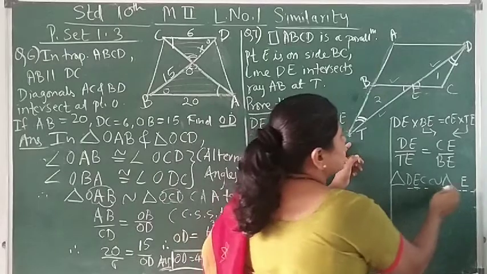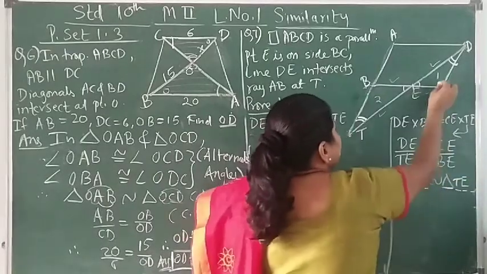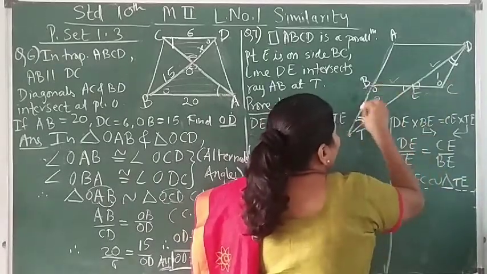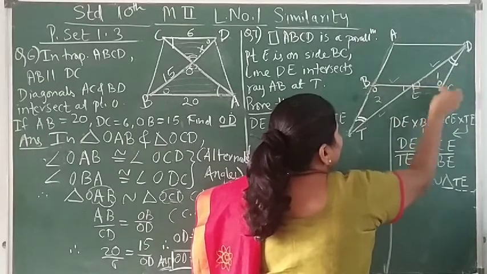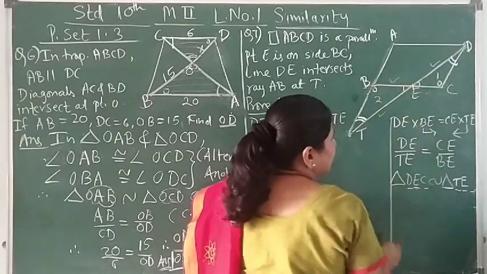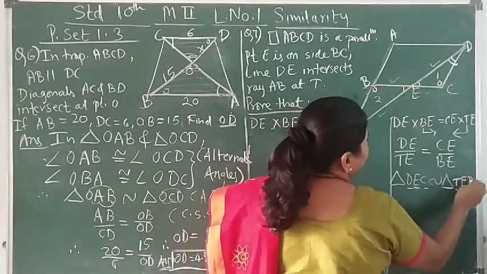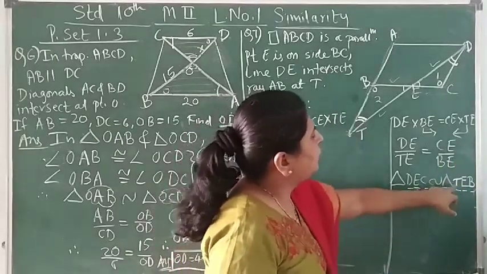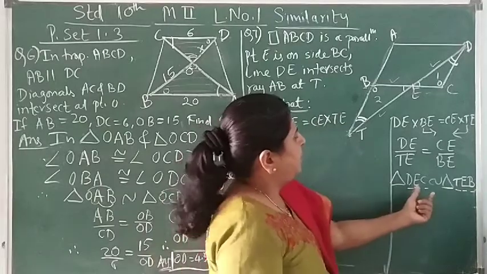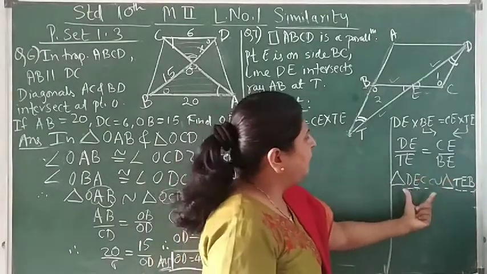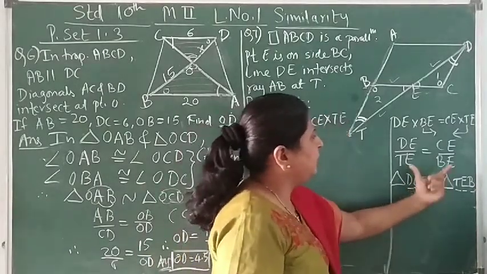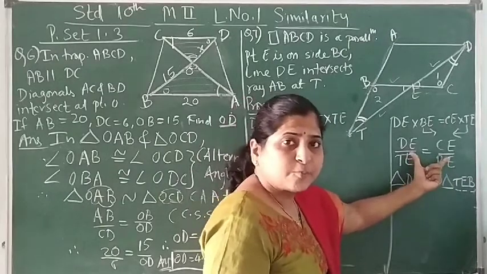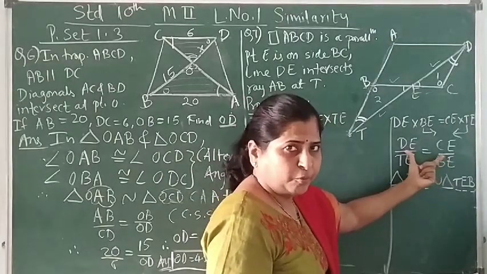Okay. So D is congruent with T, and similarly C can be shown congruent with B. These two are also alternate, taking these as transversal. So this is remaining here B. So we can prove triangle DEC similar to triangle TEB by AA test. And when we can prove this triangle similar, we can prove the corresponding sides are in proportion.